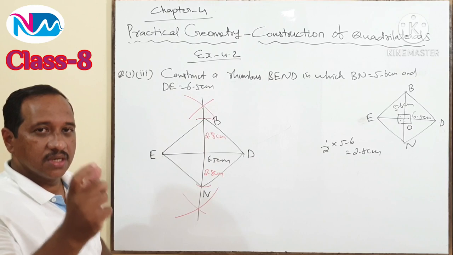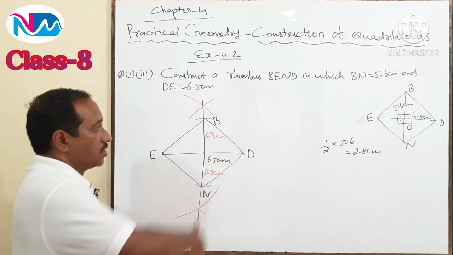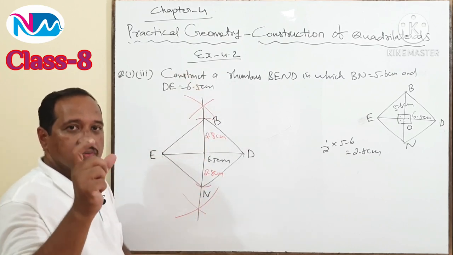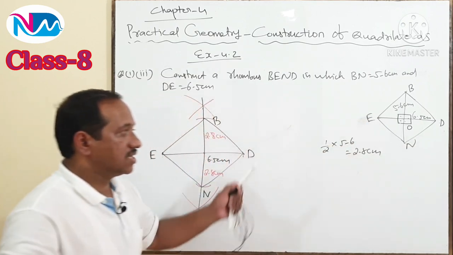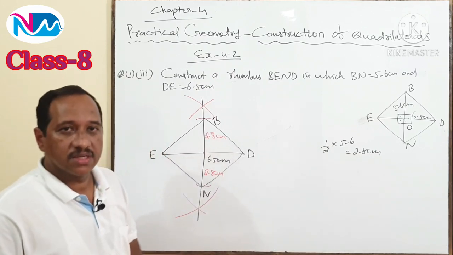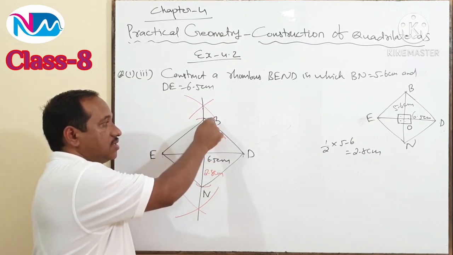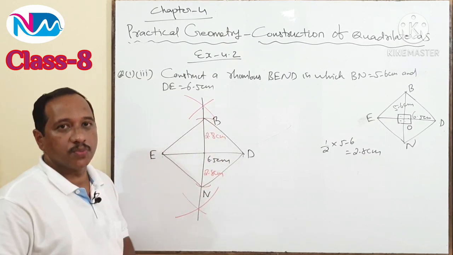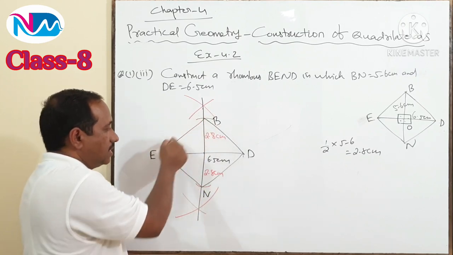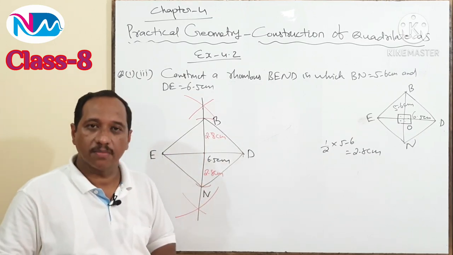I again repeat: first you draw the diagonal DE, 6.5 cm, draw the perpendicular bisector of DE, take half of the length of the diagonal BN, that is half of 5.6 equal to 2.8 cm, and cut from the point of division above DE 2.8, below DE also 2.8. So you get B and N. Join BE, EN, NB and BD, and the rhombus BEND is complete.